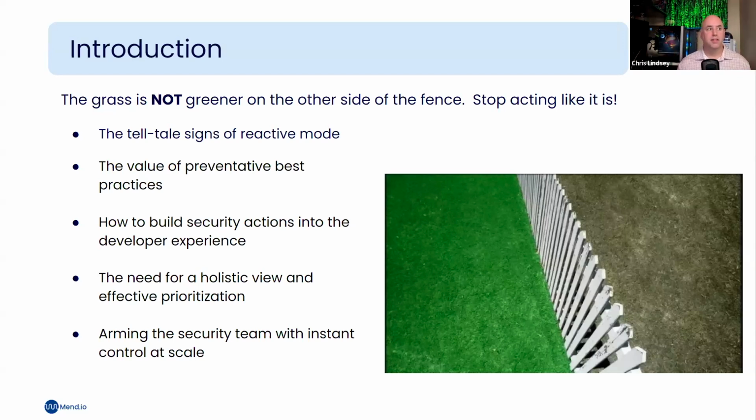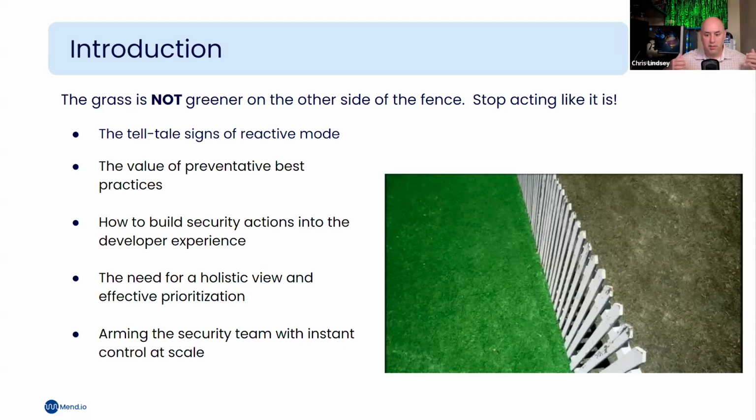So let's talk about the telltale signs of what a reactive mode looks like. We're going to talk about the value of preventative best practices. We're going to talk about how to build security actions into the developer experience and make it better for the developers. We're going to talk about your view of your entire application security program, how to know, how to prioritize, and how to put it all together, because without prioritization, you're just stuck. We're going to talk about low-hanging fruit and things that you can do to make your lives better. And then we're going to talk about how to arm your security team with incident control at scale.